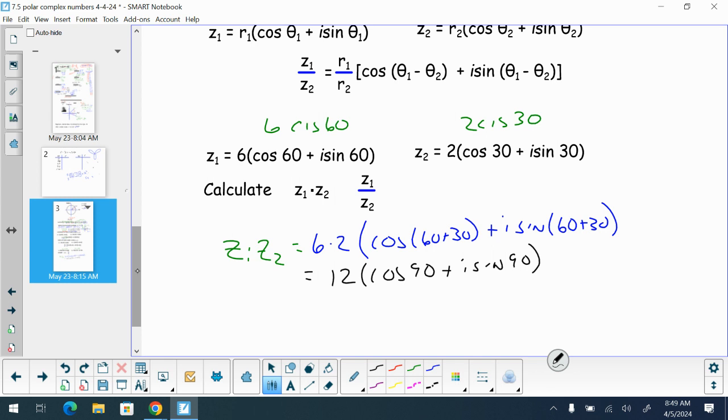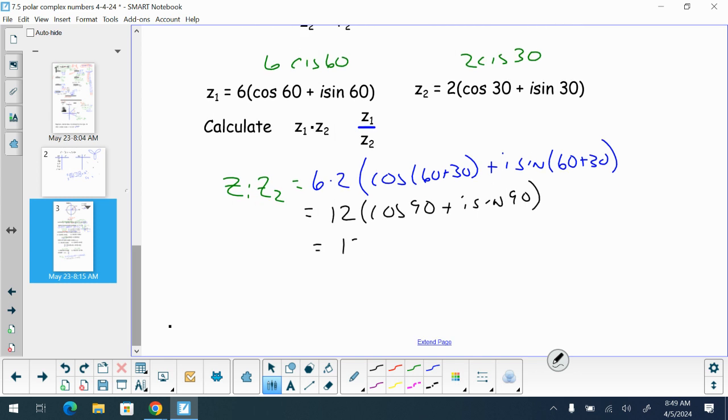So I can simplify things down, which gives me, when I distribute this through, 12i. I can multiply 12 times I. So this just gives me 12i.